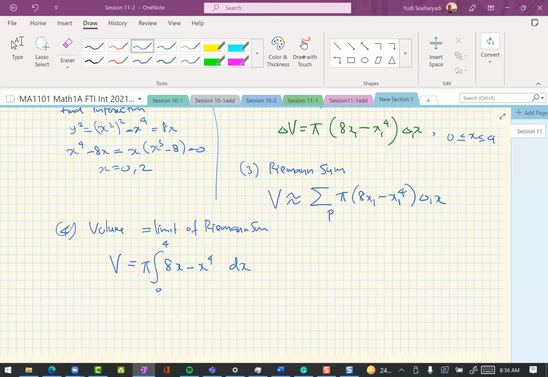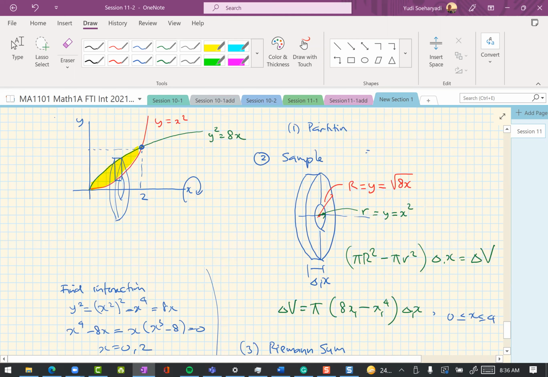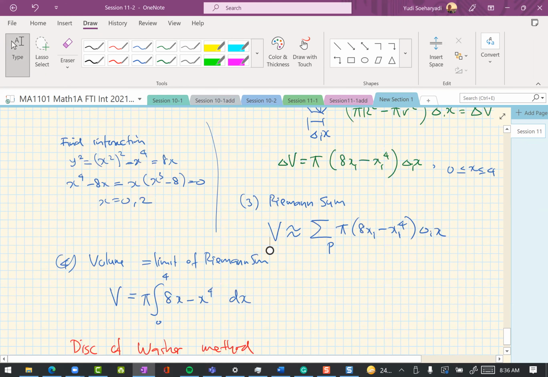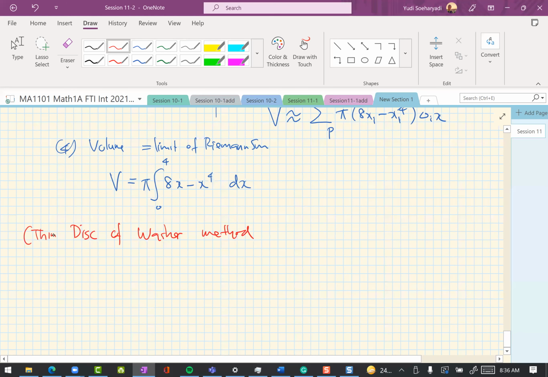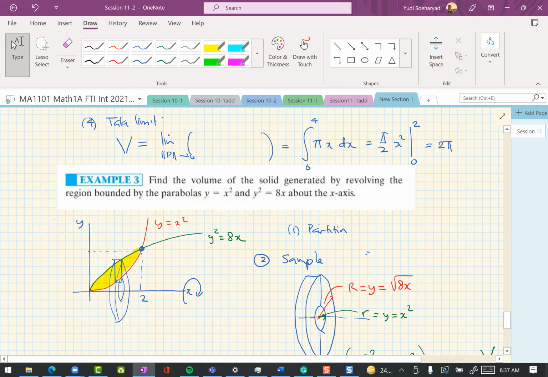Is that okay? So this is what we call the washer method. Why is it called washer? A washer is this. So it's called the thin disk or thin washers method. All right. Same problem here, but instead of the x-axis, revolve it around the y-axis.